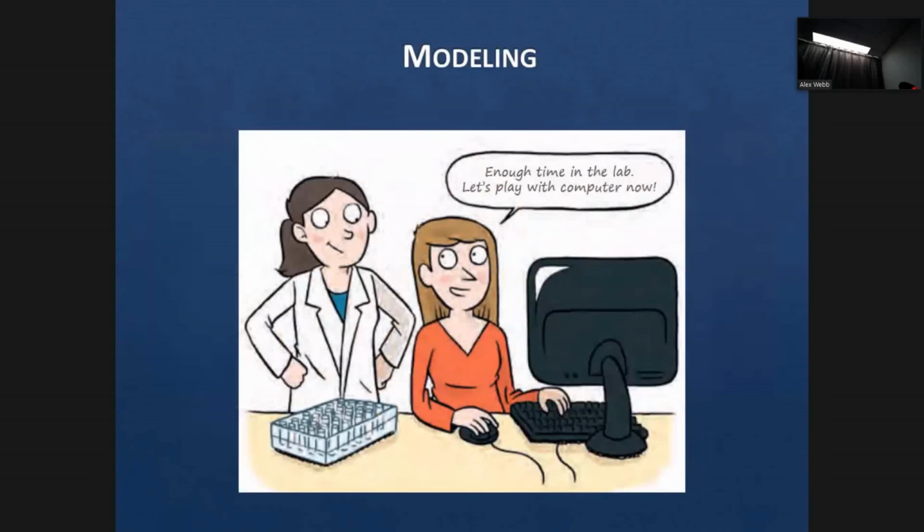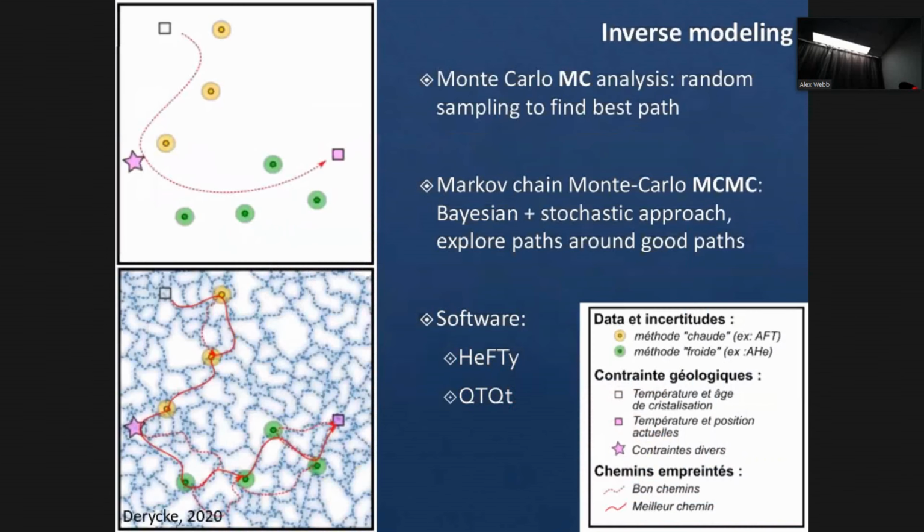So for modeling, I will explain shortly, but it's mostly statistics. We have two kinds of modeling. The first is a Monte Carlo analysis. You just put all this data in your software. Here is the initial point, and here is the point we are today, the present day temperature. Here is all the data that you input, and here are some constraints. And you tell your software, okay, I have this, and I want you to find the best way to explain all this data, including the constraints. The model will find the best path.